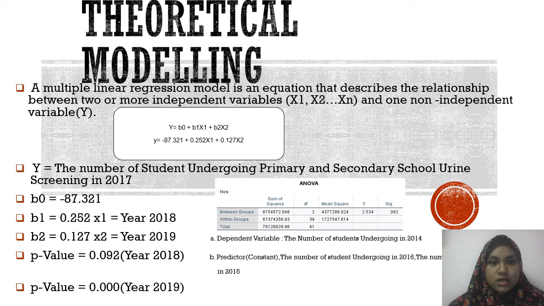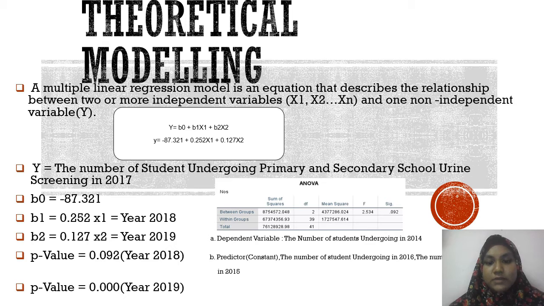A multiple linear regression model is an equation that describes the relation between two or more independent variables, x1 and x2, and one dependent variable, y. Okay, this is in our table.